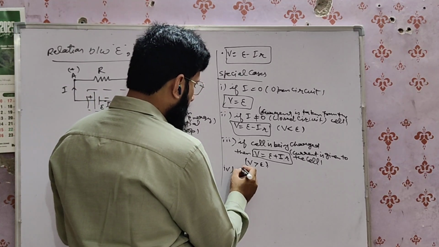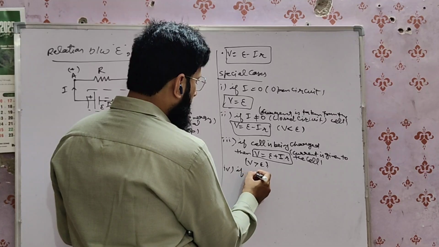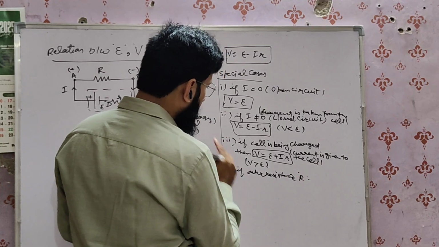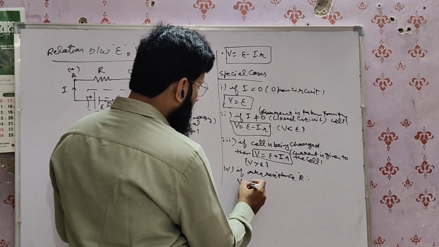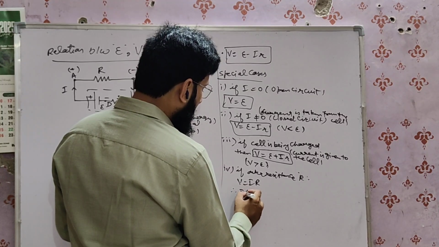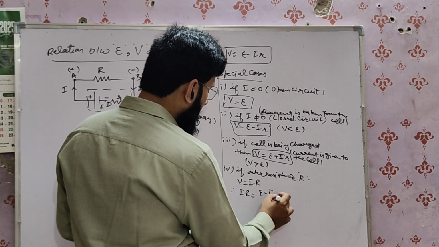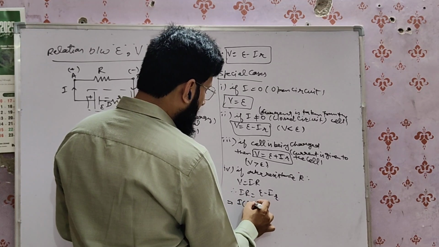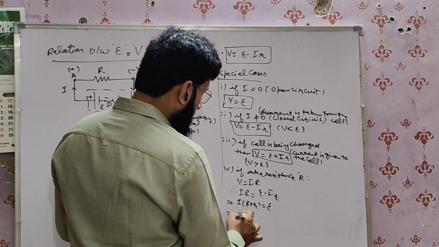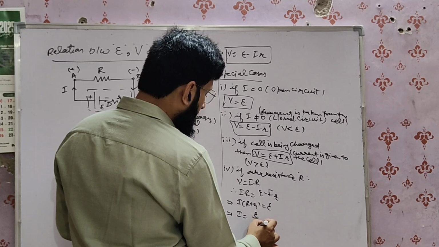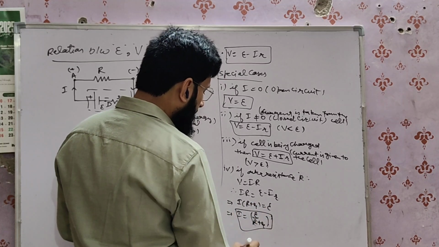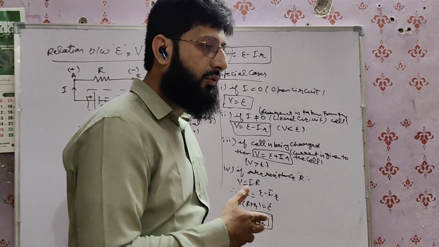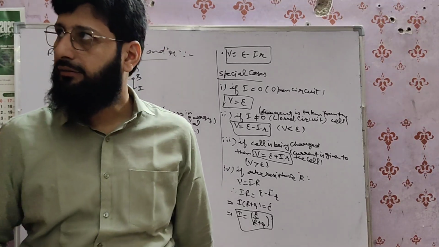And let's move to the next. If outer resistance is capital R, then what will happen? V is equal to IR. So we can write here IR is equal to E minus Ir. Ir, take it to the left hand side. I into capital R plus small r is equal to E. So you will get a formula for current: I is equal to E upon R plus r. By using these special cases, you can solve some examples. We will solve further.